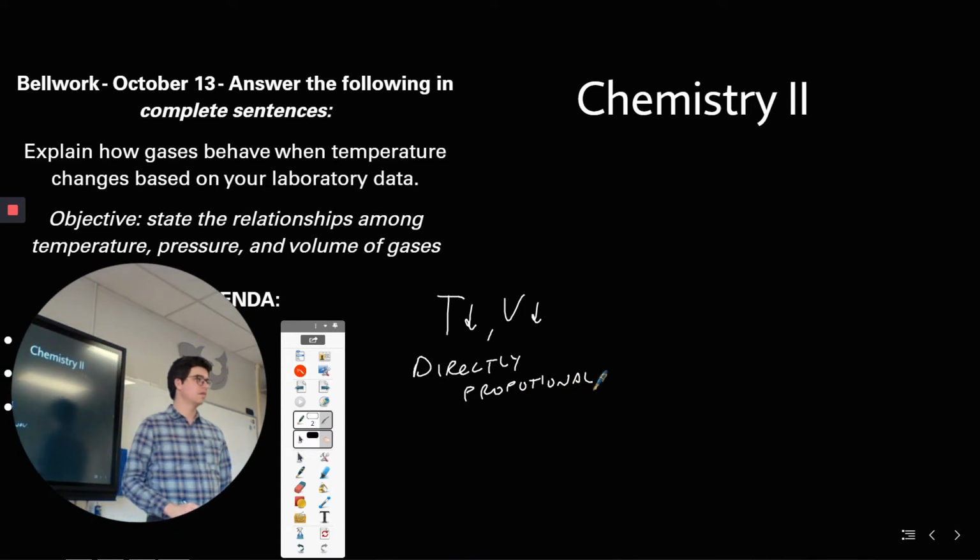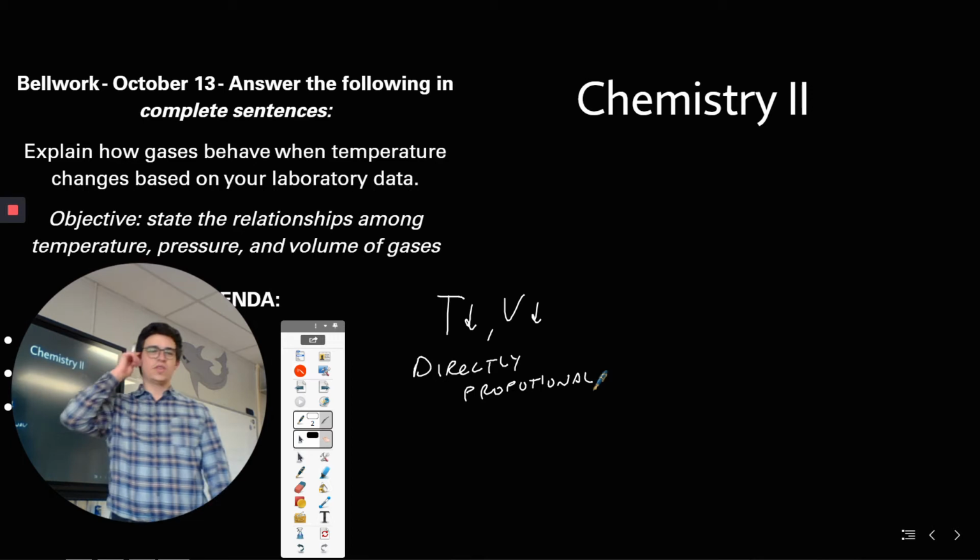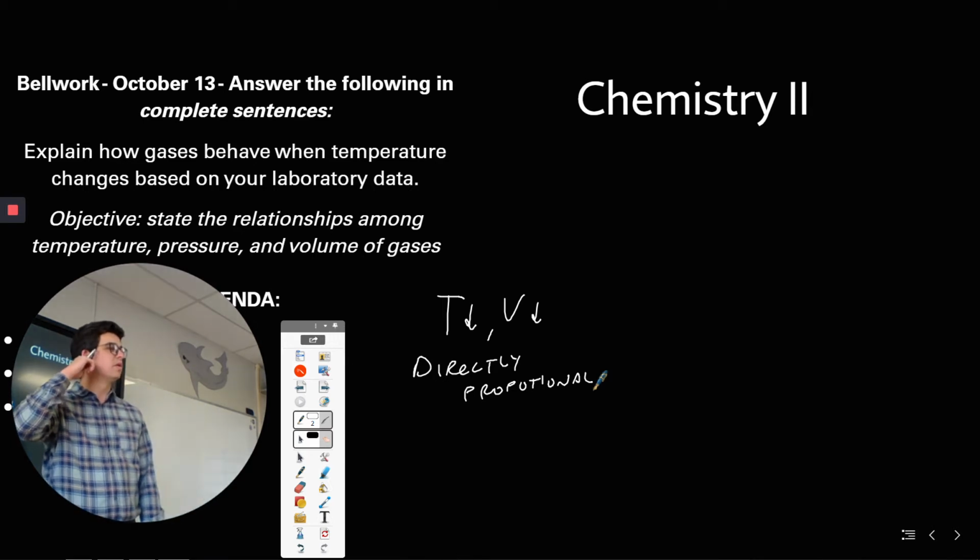The volume would also increase. Good. So can you think of an example for that? What should we do to make our balloon get bigger by increasing the temperature? We have to heat it up.